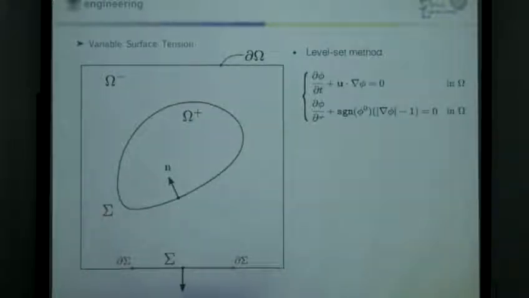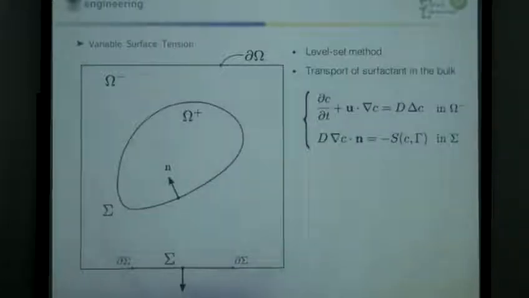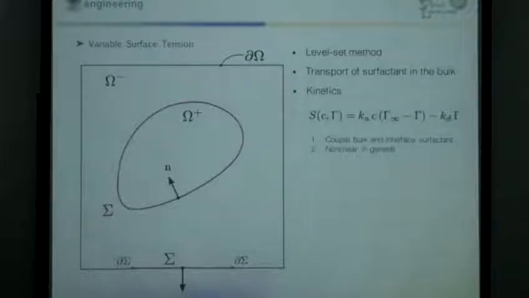So what you want to solve is the equation for the level set. U here is coming from the fluid velocity. You have an advection diffusion of the concentration of surfactant in the bulk. And then you have an interaction between the bulk and the surface by a source term. And the source term, depending on the type of kinetic that you want to use, usually has a form like this, where this gamma is the concentration of the surfactant on the interface. Gamma infinite is the packing one, how much you can put in.